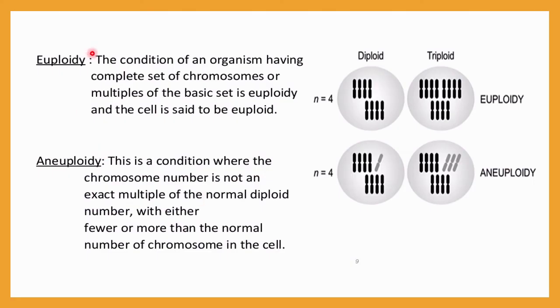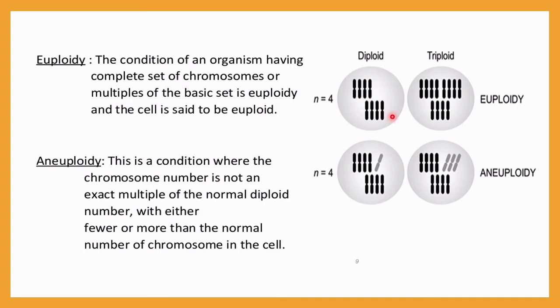First of all, let me define euploidy. Euploidy is the condition of an organism having a complete set of chromosomes or multiples of the basic set, and the cell is said to be euploid. Suppose an organism is diploid, where n is equal to 4. In the diploid condition, two sets are available. So 4 and 4, you will observe 8.